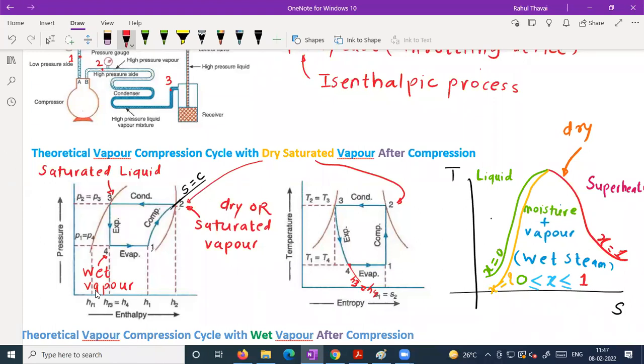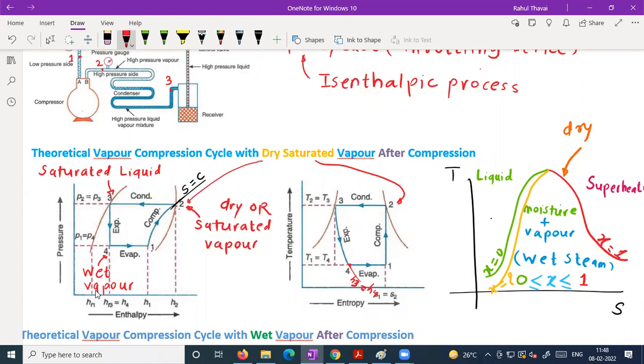This is a dome. This is the left-hand side of the dome, this is the right-hand side of the dome, and point number 4 is inside the dome. So it's a wet steam, or a wet vapor. At point number 4, we have wet vapor.